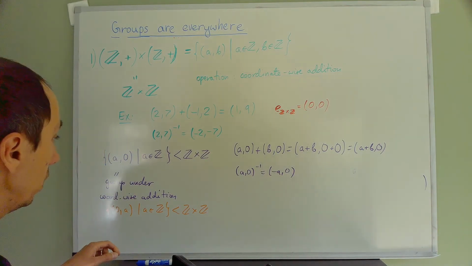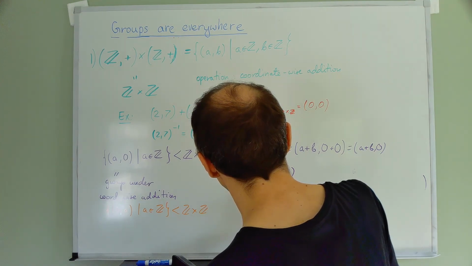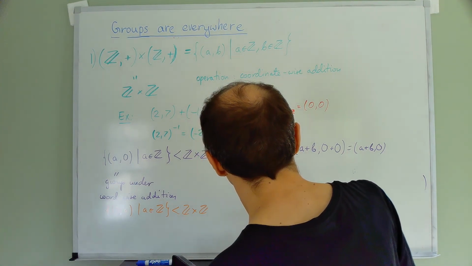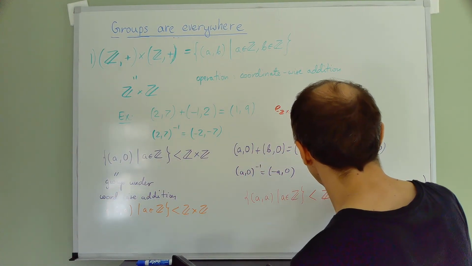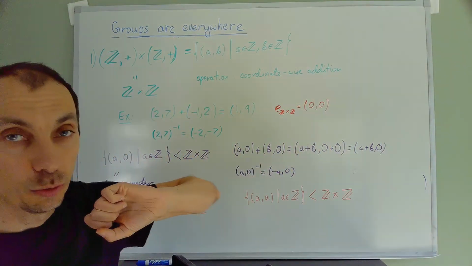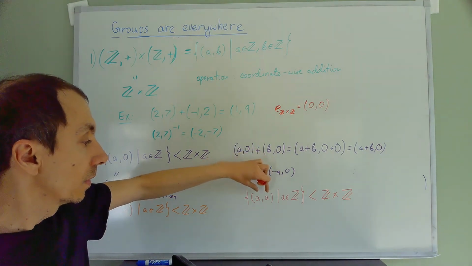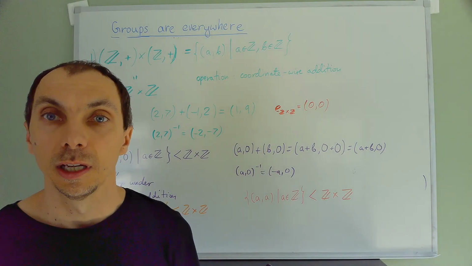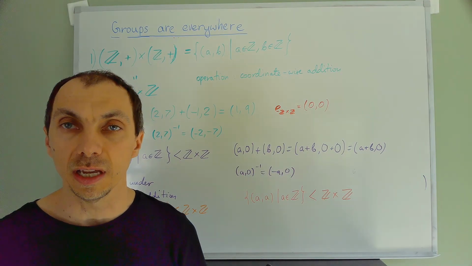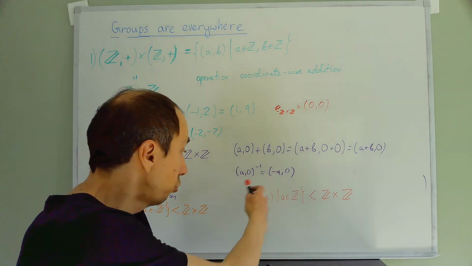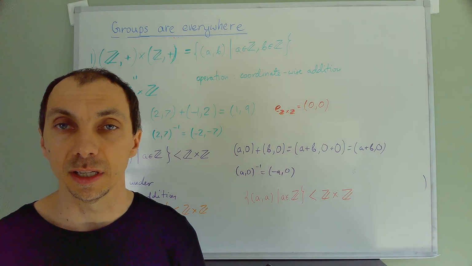But these are not the only ones. In fact, how about this example? (A, A), where A is in Z. Is this a subgroup of Z cross Z under coordinate-wise addition? Let's see. That means the same number in both coordinates. (A, A) plus (B, B) gives you (A plus B, A plus B). So both coordinates are still the same, which means the binary operation restricts to a binary operation on this set.